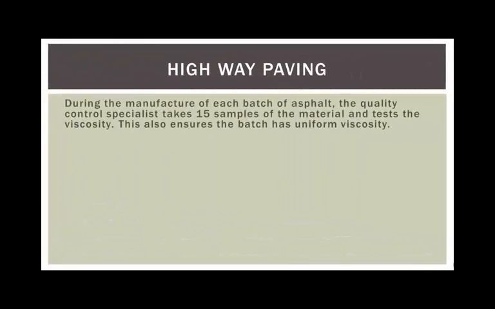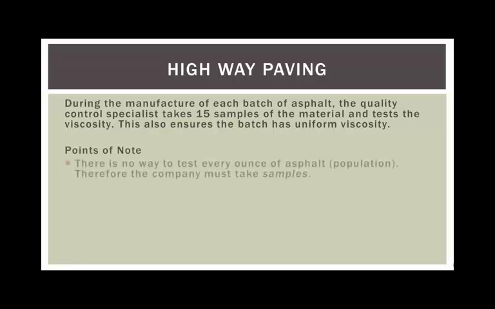Now, during the manufacture of each batch of asphalt, the quality control specialist takes 15 samples of the material and tests the viscosity. This also ensures the batch has uniform viscosity. So, during each batch of asphalt, the quality control person will go into the vat or wherever it's kept and will take sort of 15 measurements or specimens within that batch and test or measure its viscosity.